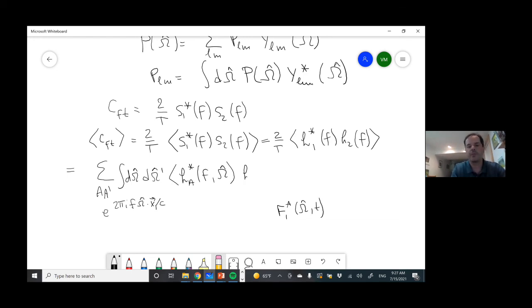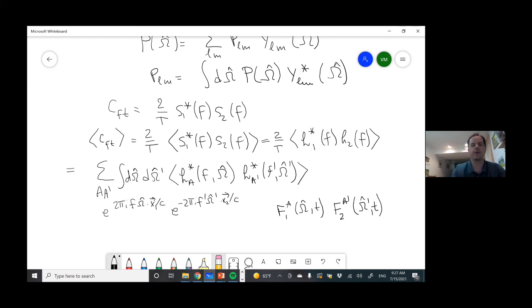And then we'll have the other one, h_A prime star of f prime and omega prime. We'll have the second exponential, which has minus 2 pi i f prime omega prime dotted into x2 divided by c. And here we have f2 A prime, omega prime, and t. Okay, let me make sure I got everything here. Yeah, it looks like I did. That should close the expectation value here.